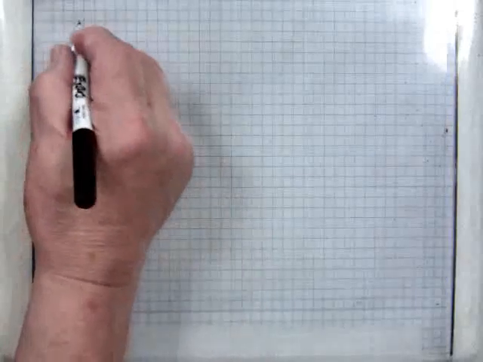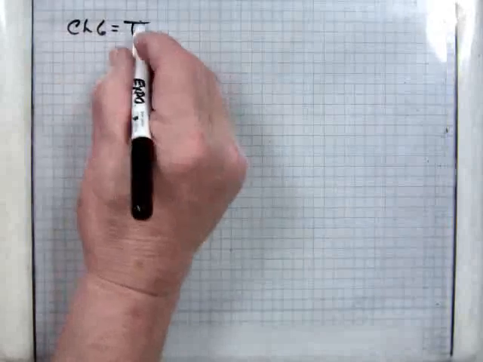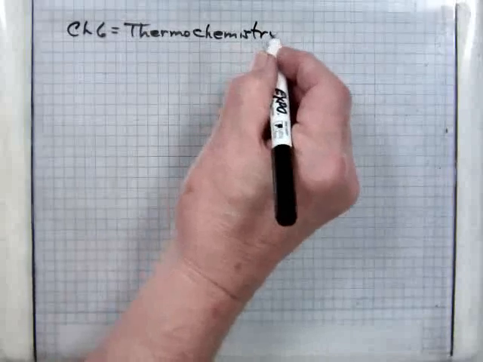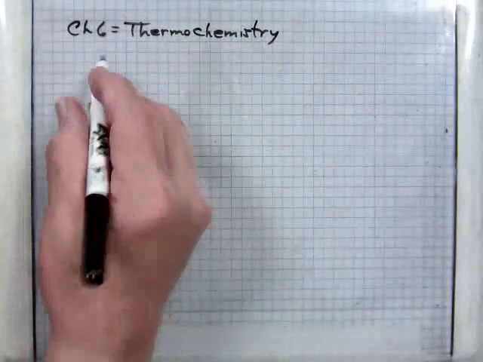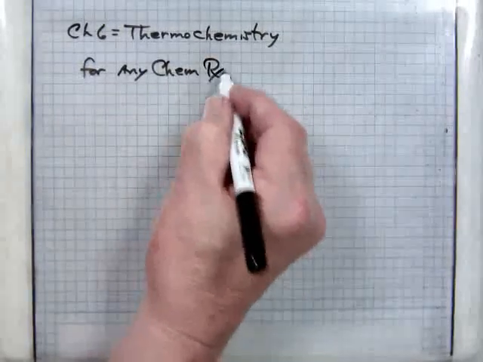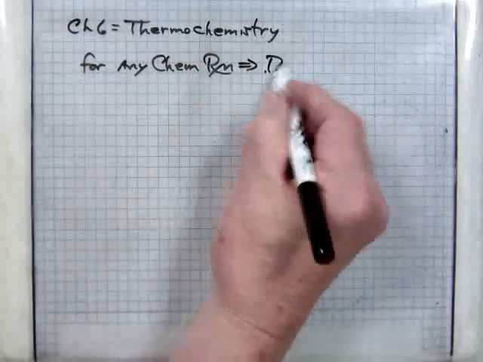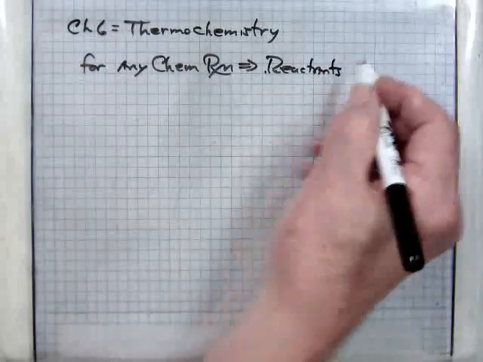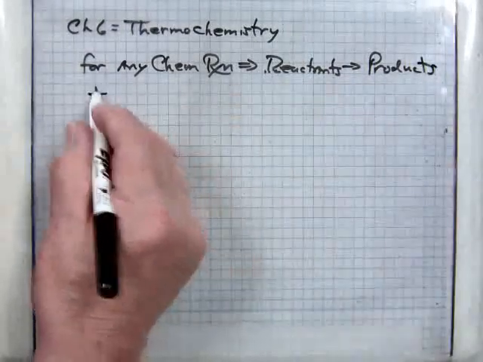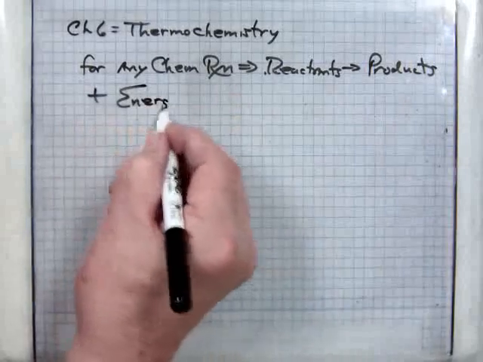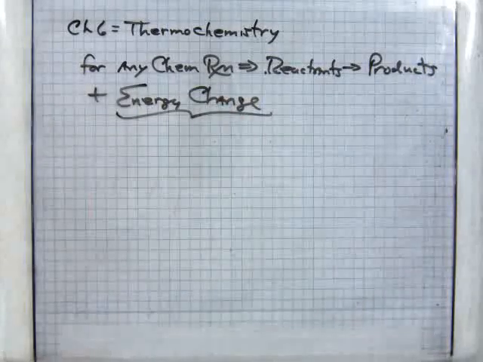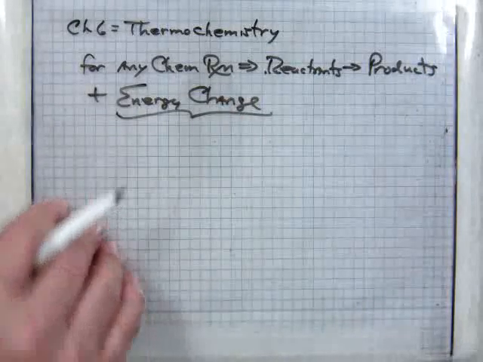So this is chapter 6, thermochemistry. When, as I've just said, for any chemical reaction, reactants go to products plus energy change. It's this energy change that we're investigating at this point.